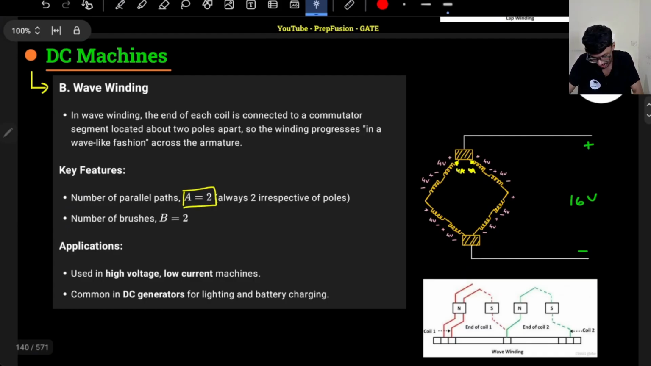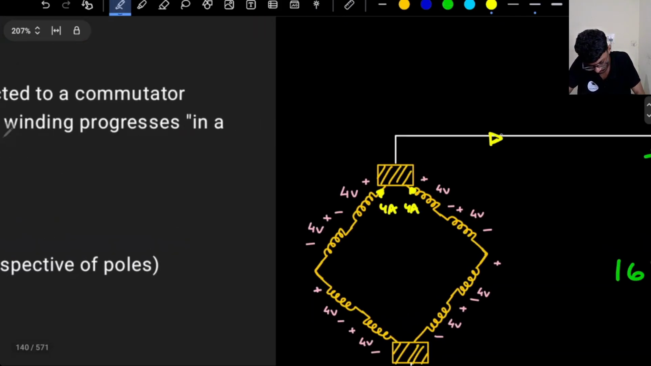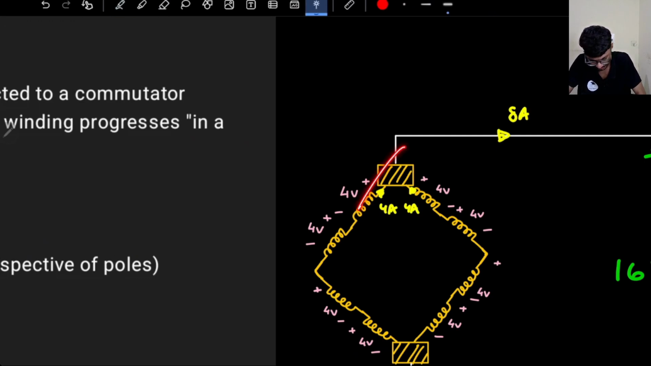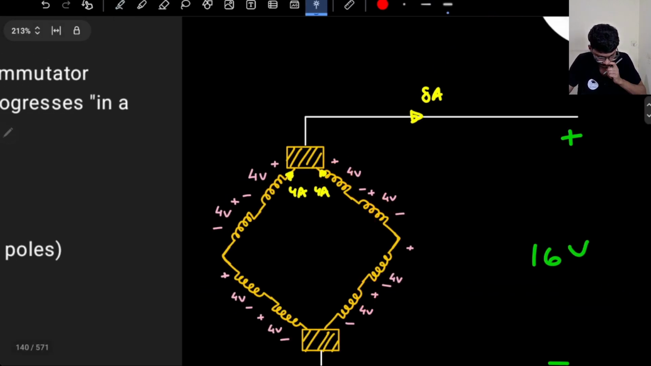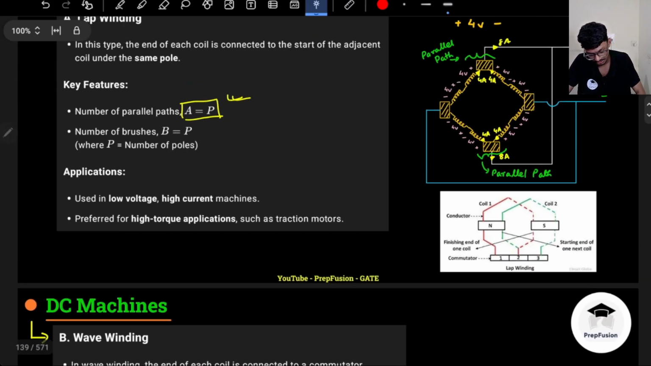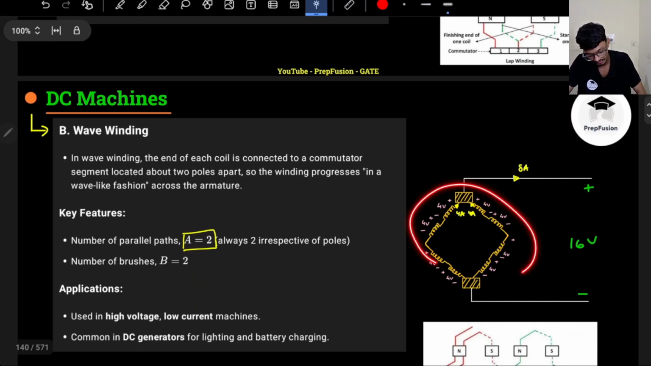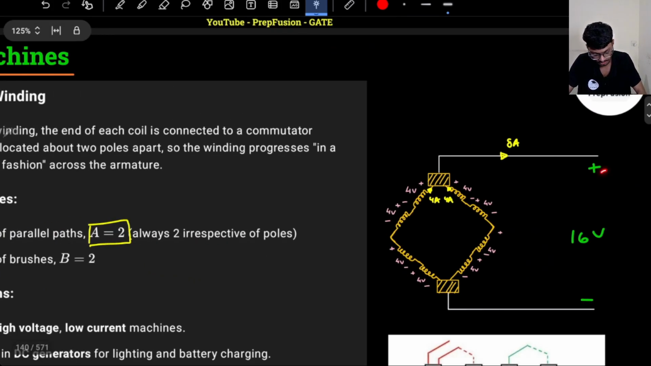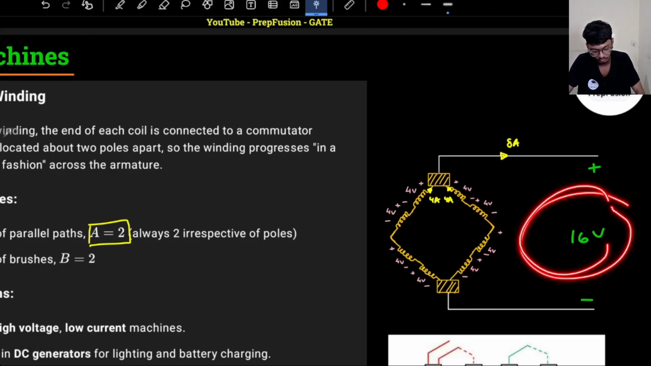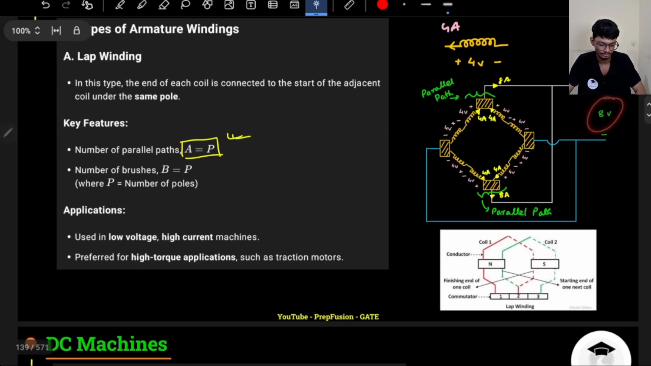Now let's discuss what is the current that I am providing and what is the voltage rating. If I see current, I am providing 8 amperes, because 4 ampere plus 4 ampere is 8 amperes. For voltage, all these are single coils, so the number of conductors is the same. Here I have a total of 8 conductors, and here also I have a total of 8 conductors. Each conductor is 4 volts. So what is the voltage? If I simply apply KVL, the voltage in this wave winding is 16 volts. In the lap winding it is 8 volts only. If you apply KVL, you will see it is 8 volts only.